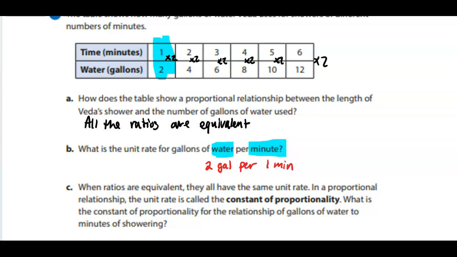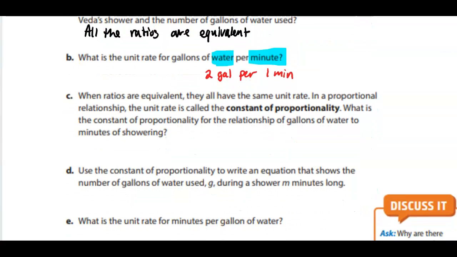And again, how did I figure that out? I looked right at the table. I looked for the one that had 1 as the rate because a unit rate has a denominator of 1. Next, when ratios are equivalent, they all have the same unit rate. In a proportional relationship, that unit rate is called the constant of proportionality. So what's the constant of proportionality here? 2, because every ratio was multiplied by 2.